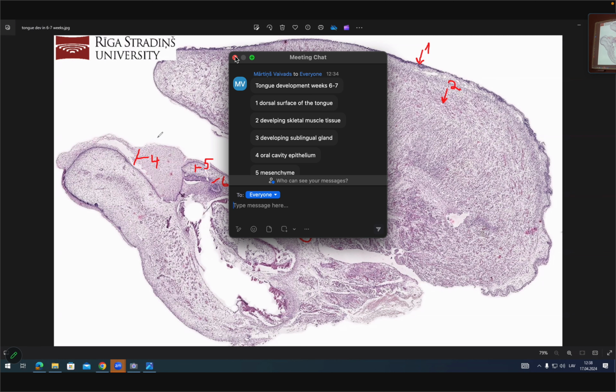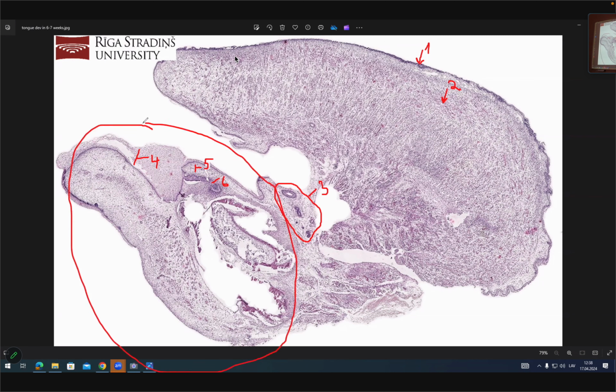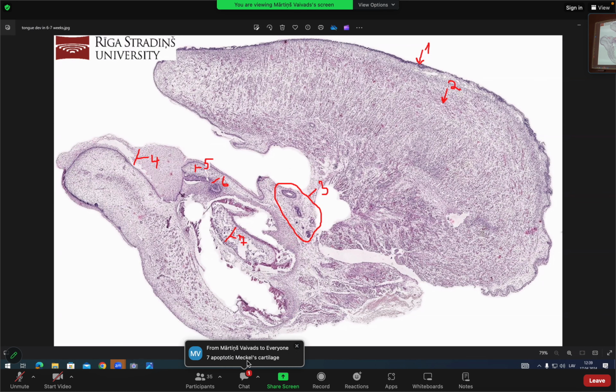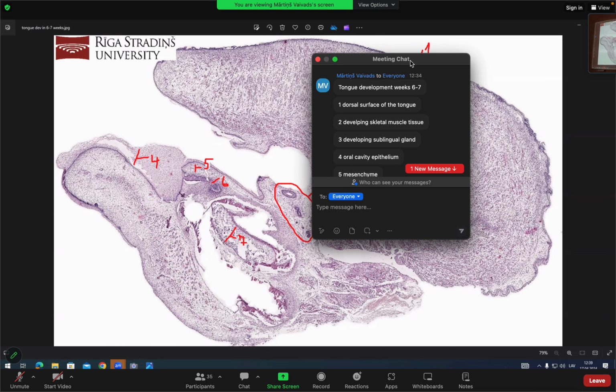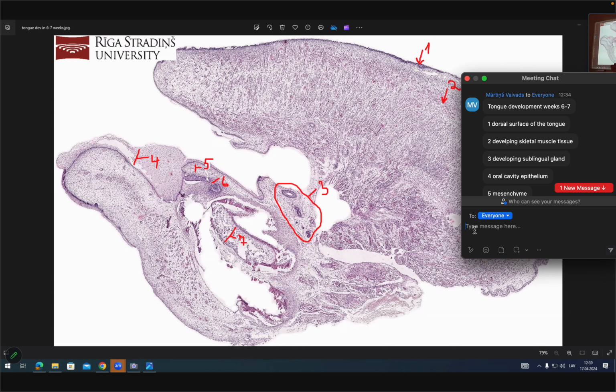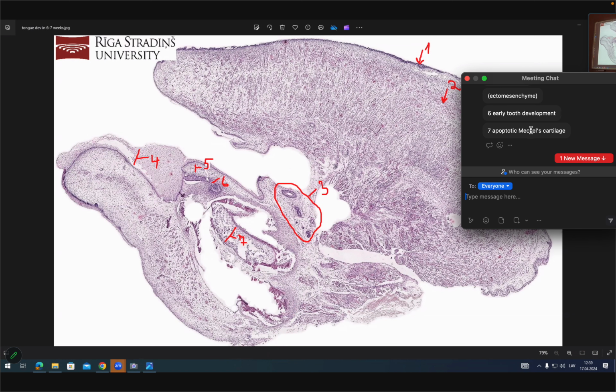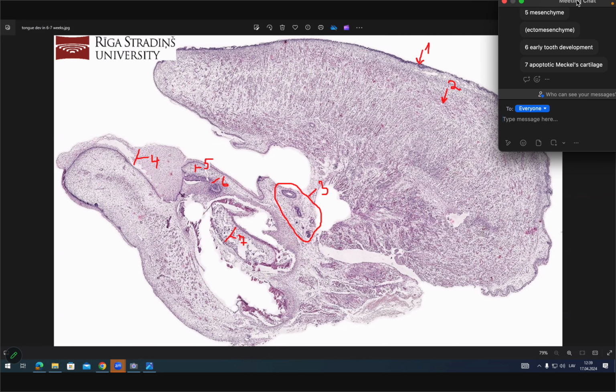Then, as you understand, this whole area shows the lower jaw development, and what is inside this area we will talk about now in detail. You can see there's a small plate of cartilage, degenerating cartilage tissue. Number 7 we call apoptotic Meckel's cartilage.